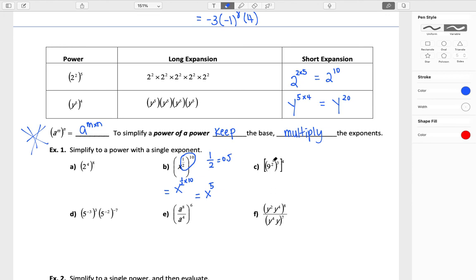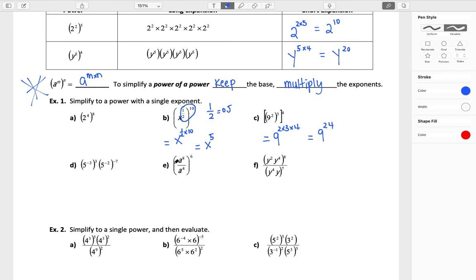For letter C, we have the triple of a power. So what it is, all you need to do is just multiply. Same rule applies. So it's 2 times 3 times 4. So when you multiply all three, you're going to get 9 to the 24.